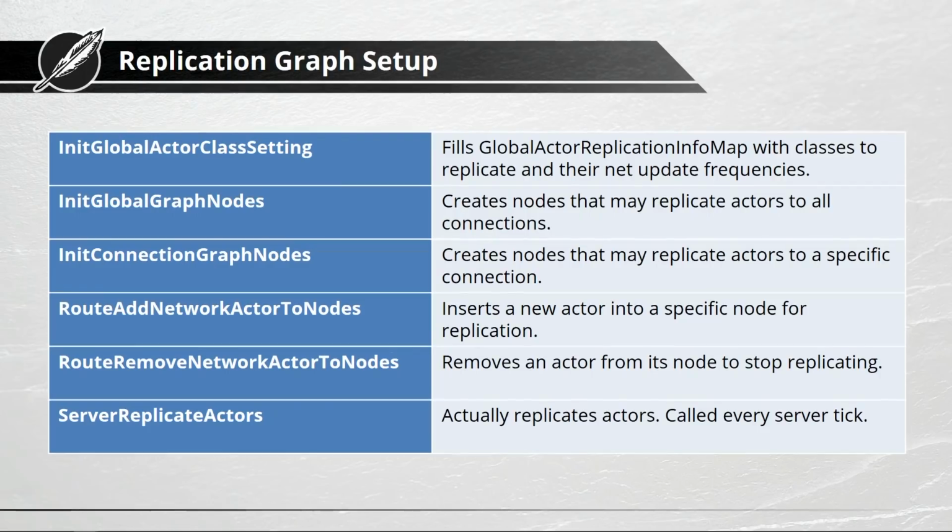Then there's RouteAddNetworkActorToNodes and RouteRemoveNetworkActorToNodes, which are basically the functions responsible for adding and removing actors from individual nodes or replication lists. And then there's the final function, called ServerReplicateActors, which has the task of actually replicating the actors. Usually you don't have to do anything in here, you can just rely on the base class implementation of your replication graph. But if you want to do something special before this happens, then you may override it and do your own custom stuff here.